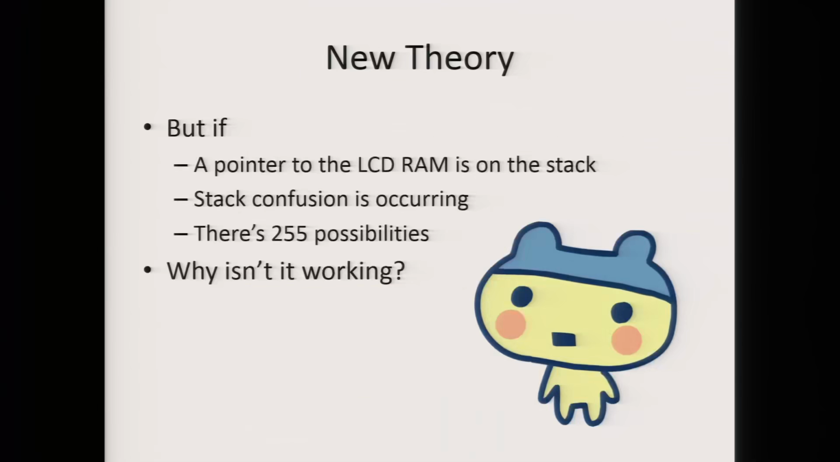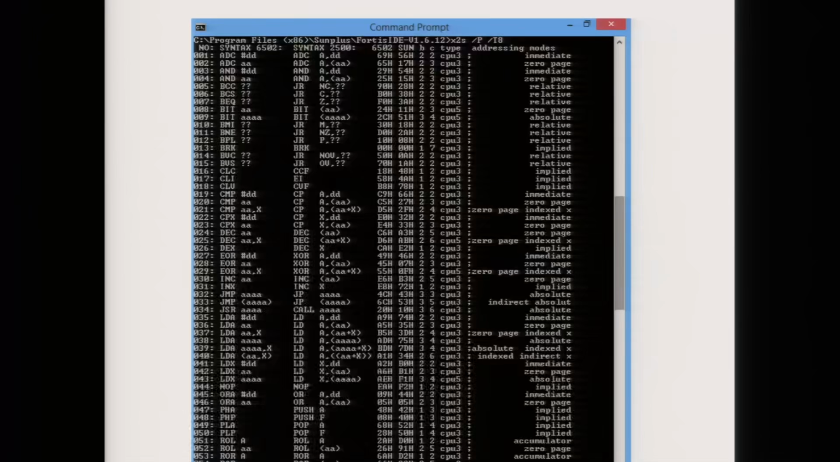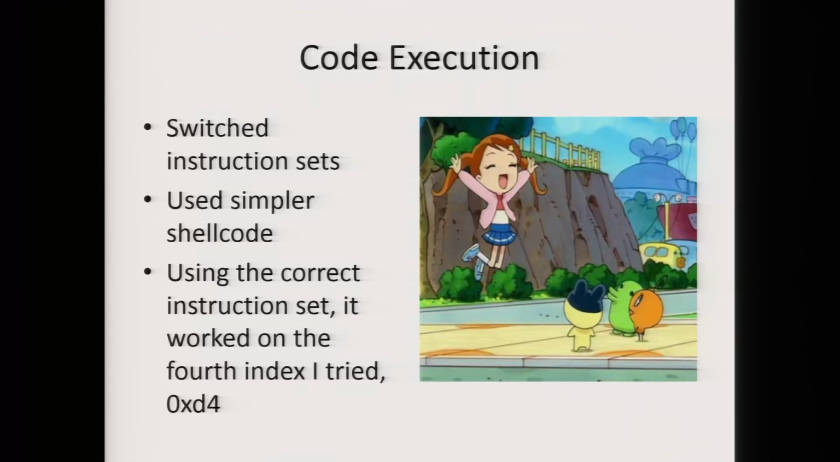I thought, if this is how it works, and I have 255 vulnerabilities, and I have this fairly large chunk of RAM full of a NOP sled, why isn't it working? I could be very unlucky, but probably not. So I went and I looked at my shell code. And at this point, I had used Sun Plus 6502 for my shell code, because I thought, well, why have a table if it's regular 6502? But I switched my shell code to regular 6502, and I made it something a little bit more foolproof. And at this point, it worked the 4th time I tried index D4.